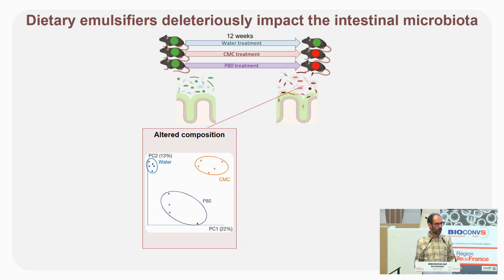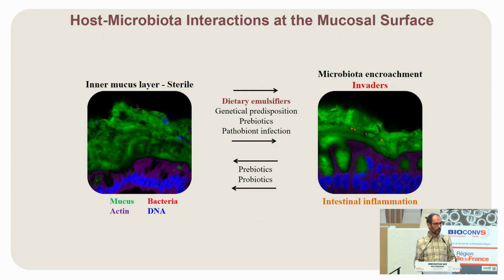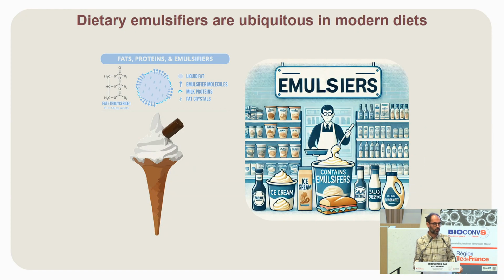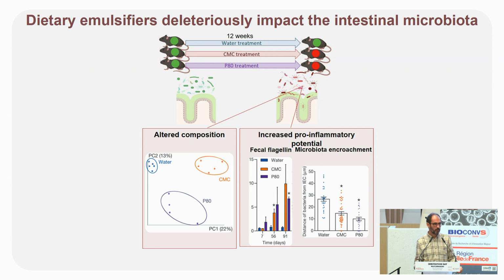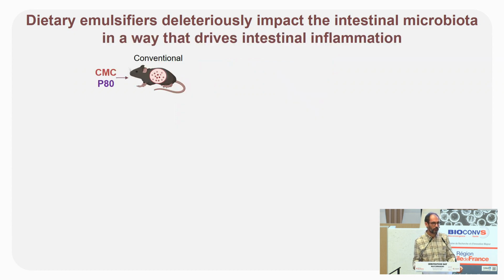So basically, if I move back to what I presented before, you are going from the left picture where the microbiota is kept at a safe distance, and just by adding these food additives to the diet of the mice, you are going to the right picture where the microbiota is now getting much closer in a way that will drive chronic inflammation. This is something that we investigated, for example, in mouse models.